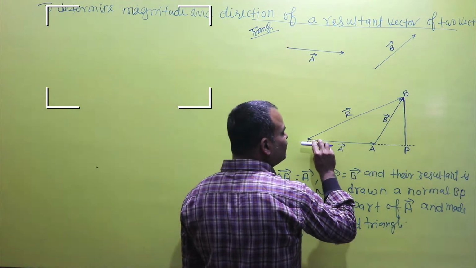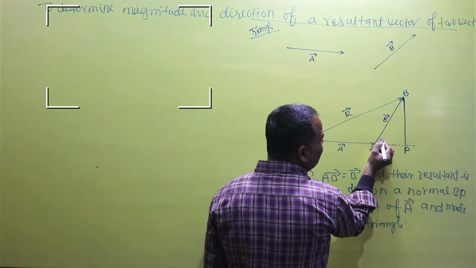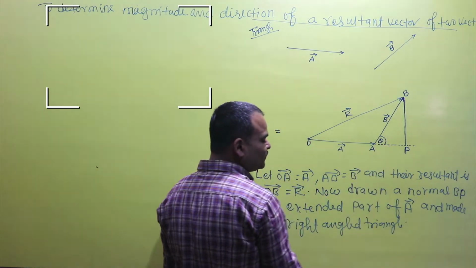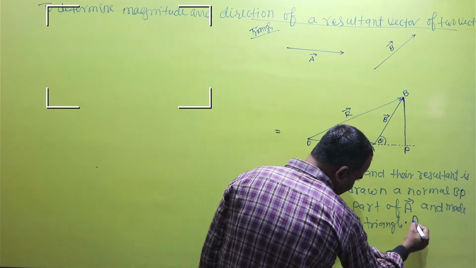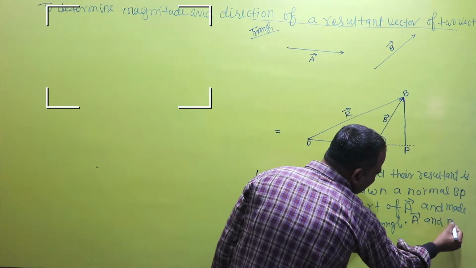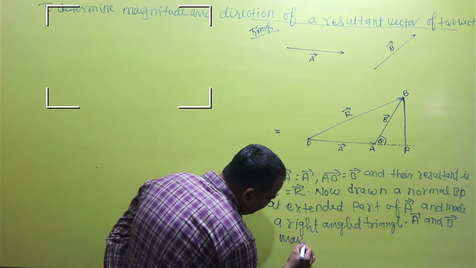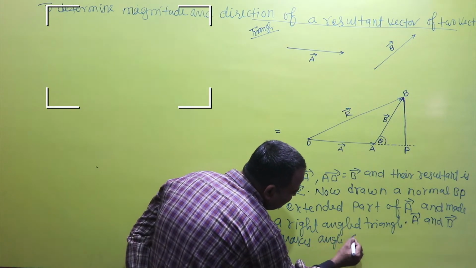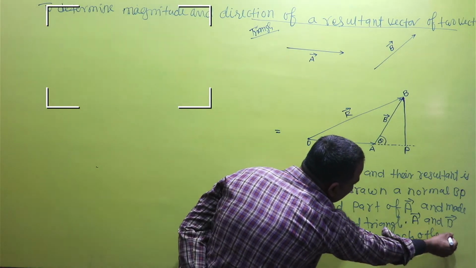And let the angle between the direction of vector A and the direction of vector B be theta. So we can also write that vector A and vector B make angle theta to each other.